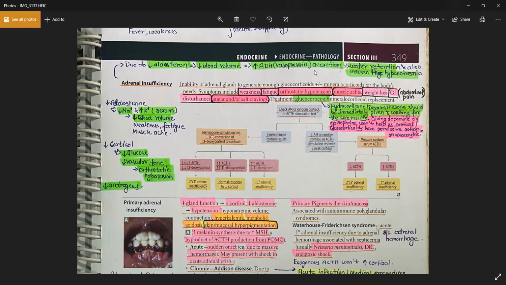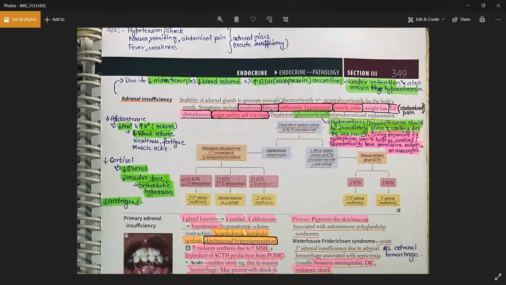So they can ask you about the ADH secretion in case of primary adrenal insufficiency, or secondary or tertiary. In any of the cases, you will have a high ADH secretion. Very important to note, because of this low blood volume. Don't forget this point. You will have a worsening hyponatremia because of that. So whenever you encounter a patient with hypotension, shock, nausea, vomiting, abdominal pain, fever, weakness, sometimes a salt craving, these are all the signs and symptoms of adrenal insufficiency.